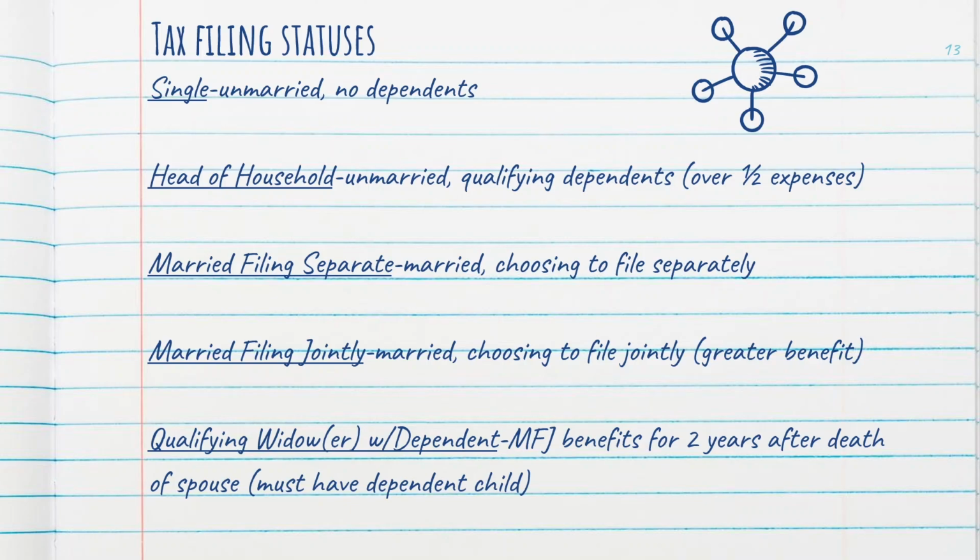Next, we have married filing jointly. This is for a married couple who choose to file jointly. And typically married couples will choose this particular status because it generally gives you a greater tax benefit. There are certain deductions that you cannot take if you use the married filing separately status. So most married couples will choose the married filing jointly.